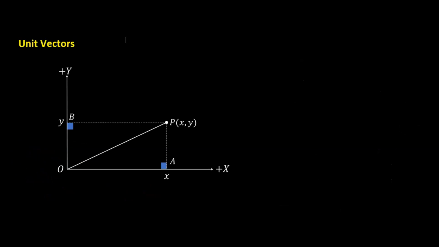So we also have unit vectors. So what are unit vectors? They are simply vectors with a magnitude of 1 and some particular direction. So we're going to define two unit vectors, i cap and j cap, in a rectangular coordinate system. So i cap simply represents the vector.